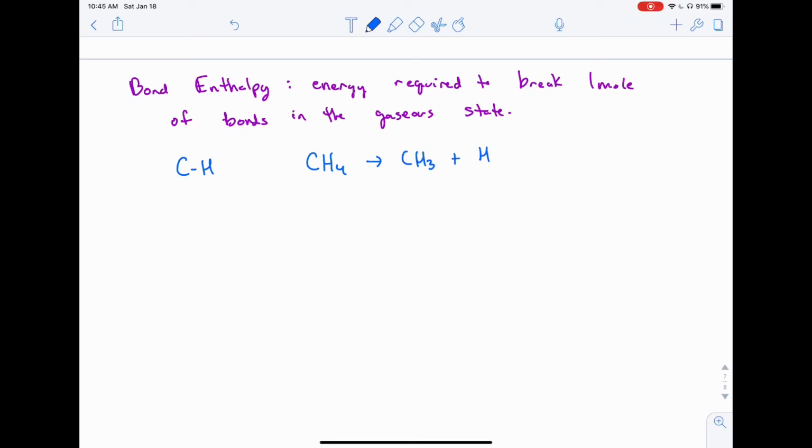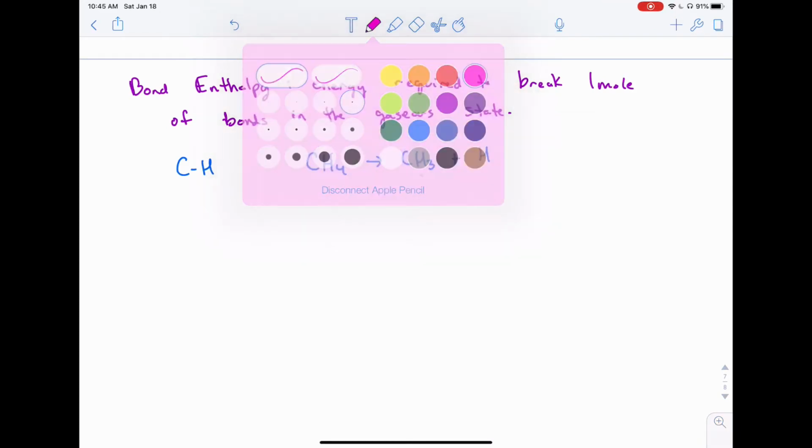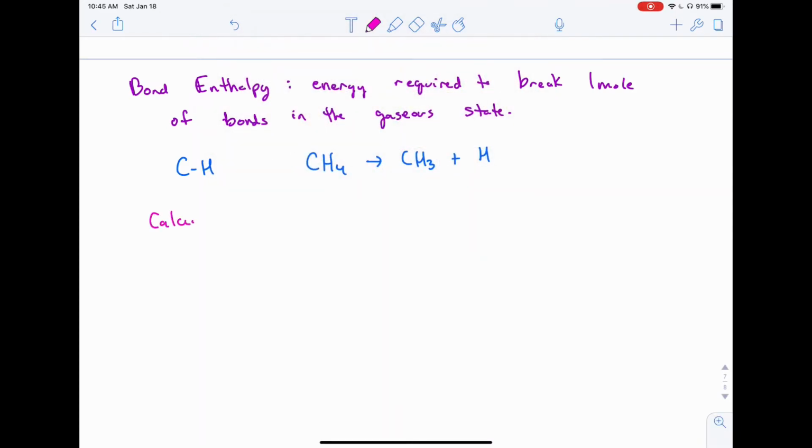That's breaking a CH bond. That is what bond enthalpy is. Now, you can't just break one, and that's why when we calculate them, you don't just break one, okay? When you calculate experimentally, you break them all, because you can't just control breaking one bond in each molecule.